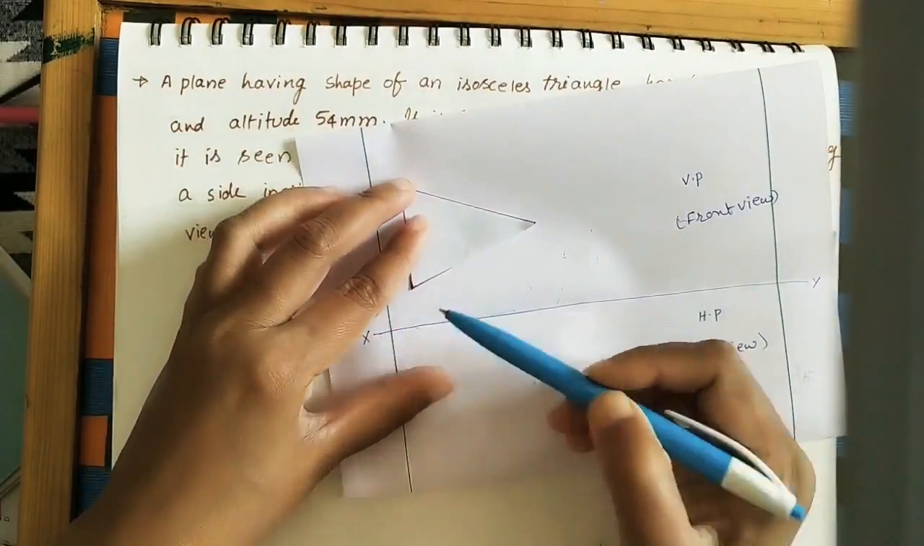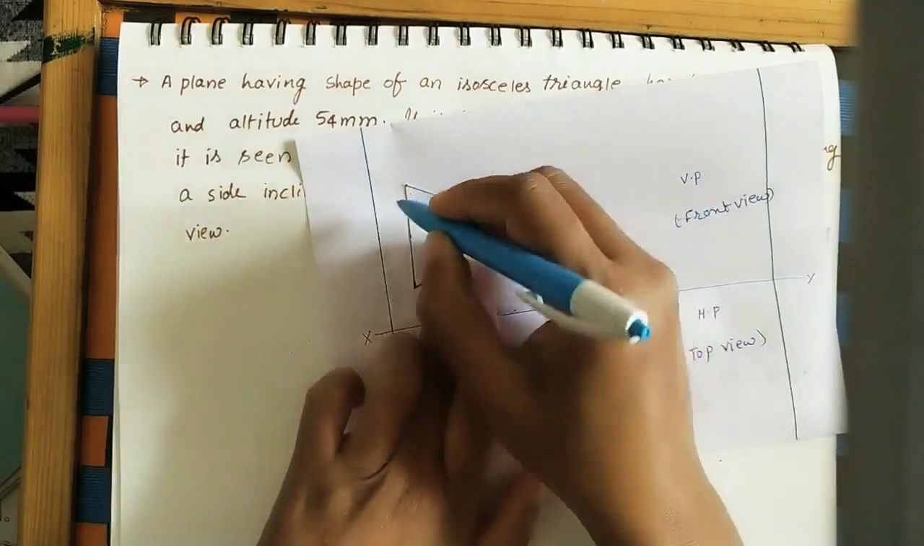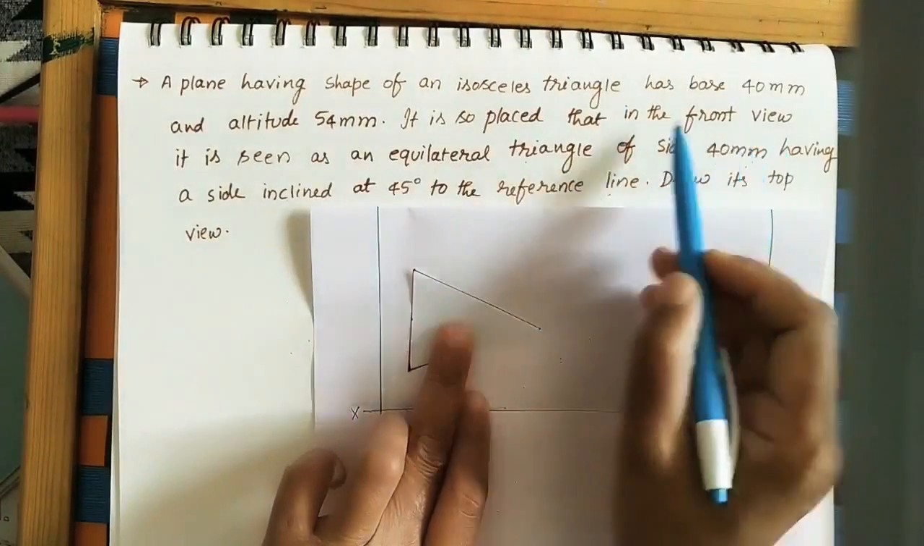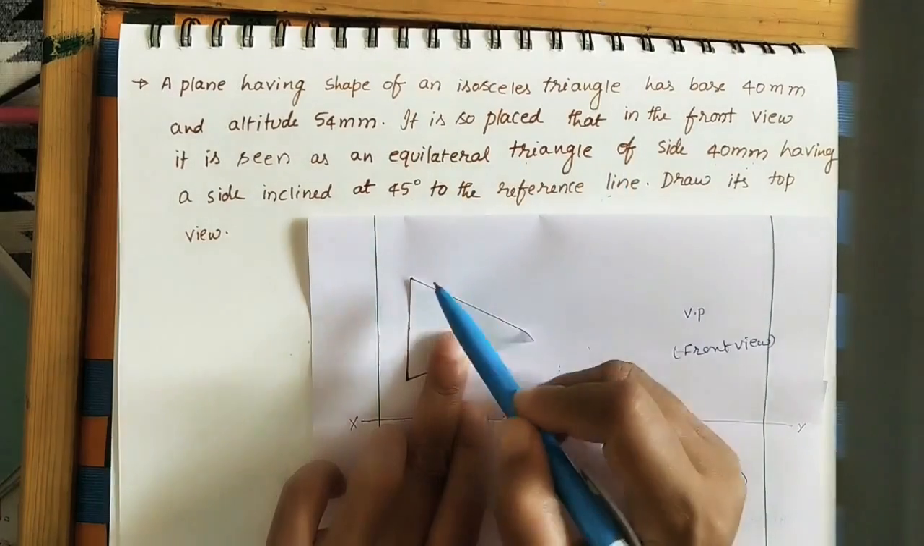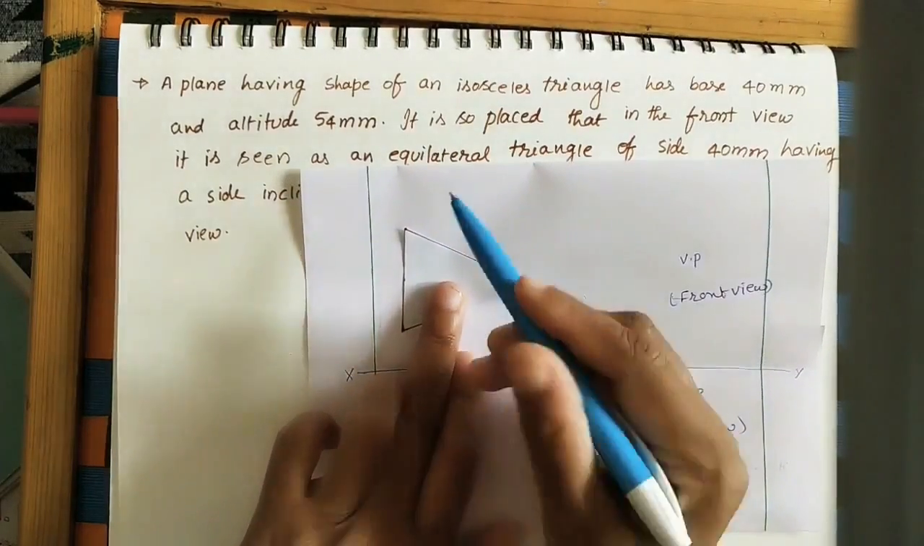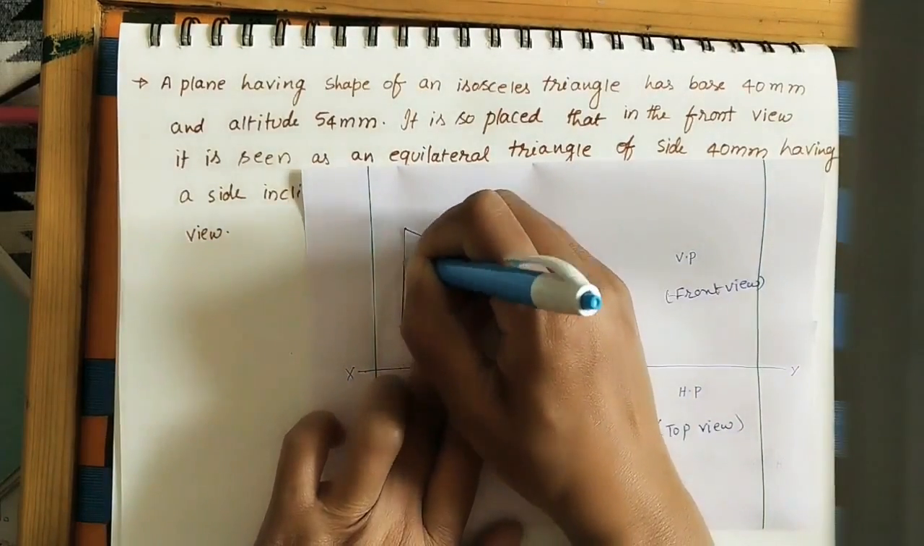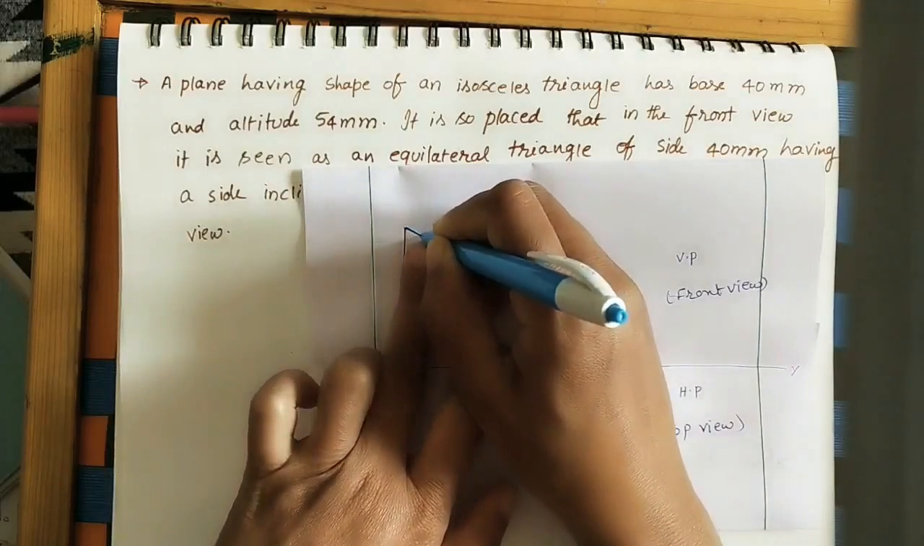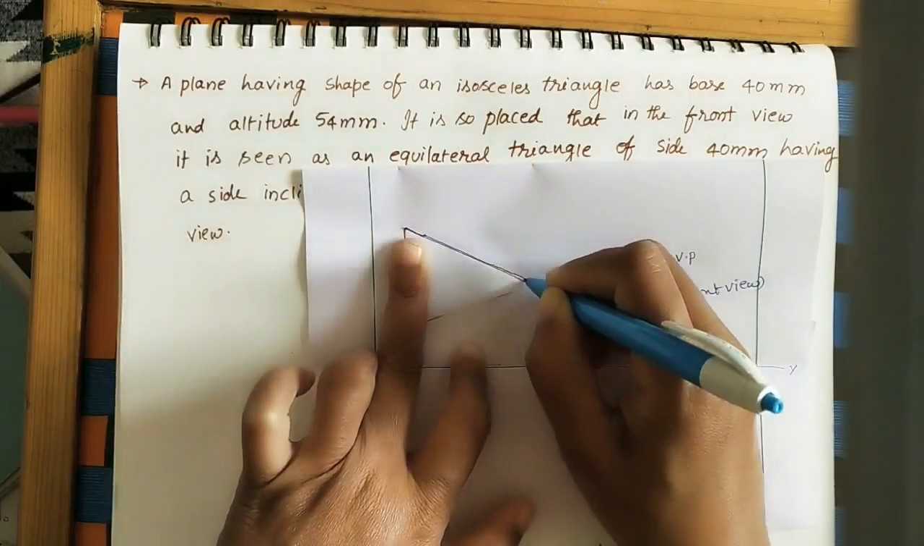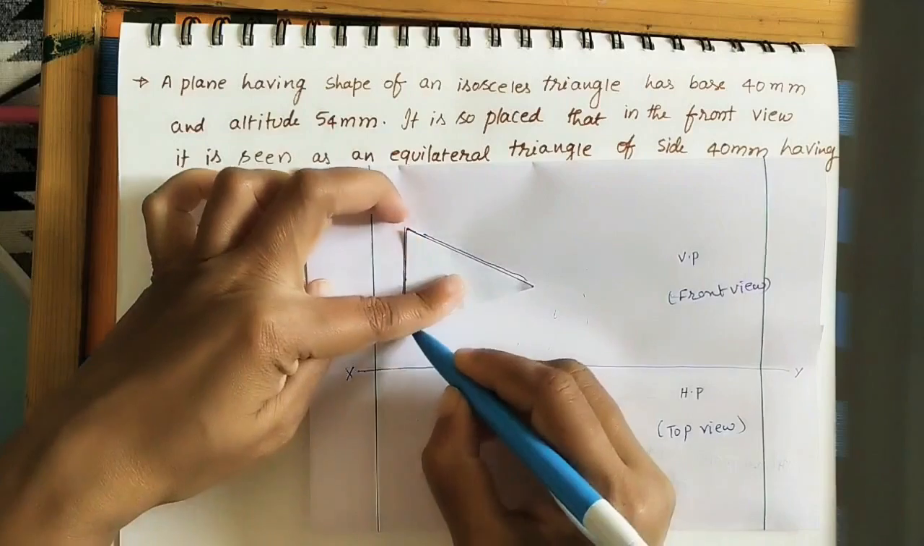We can take any gap here. Just do the front view. Always remember, in the front view he is talking. He has given the front view as an equilateral triangle, which means the plane is also in the front view. Now take initially that the plane is in the VP, so in the front view we can see the same as it is.